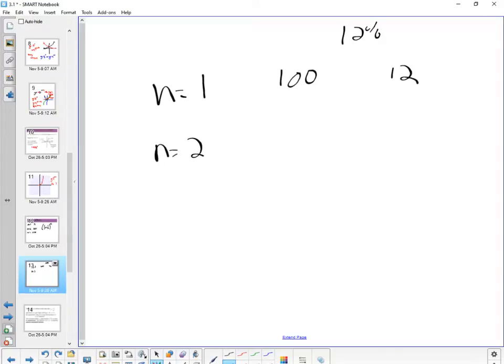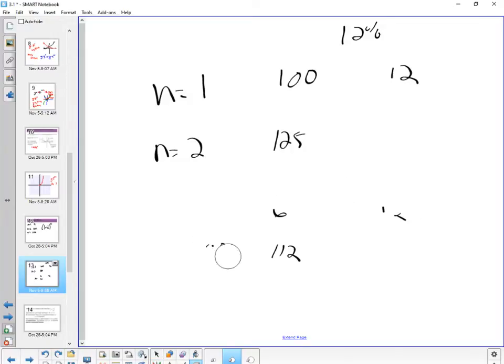What if it was twice? That means every 6 months. If they did it every 6 months, so we have 100, at the end of 6 months I would have 112, right? But at the end of 12 months, I would have 12% on this 112. 125. Is it 125? Yeah, 125. Okay, so I'm paying more, correct?